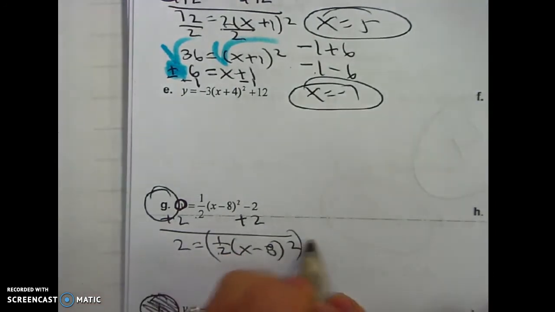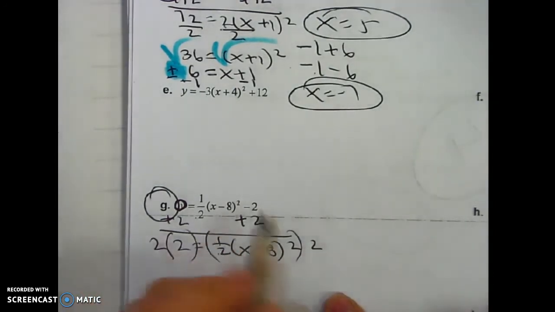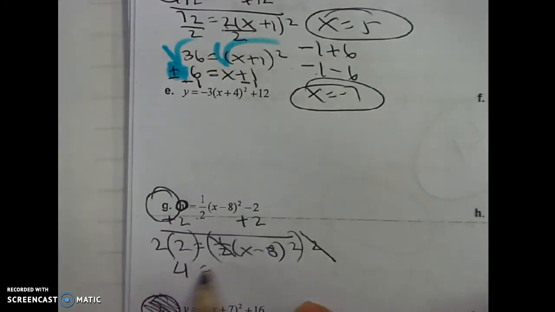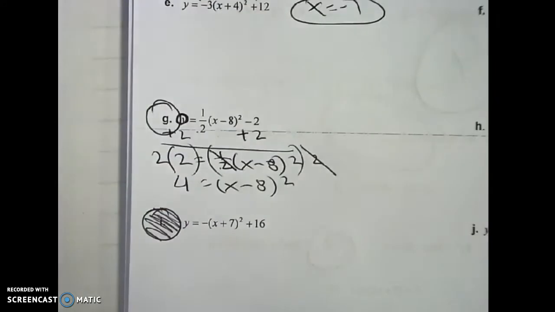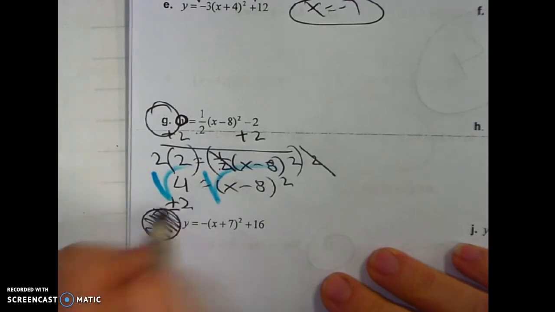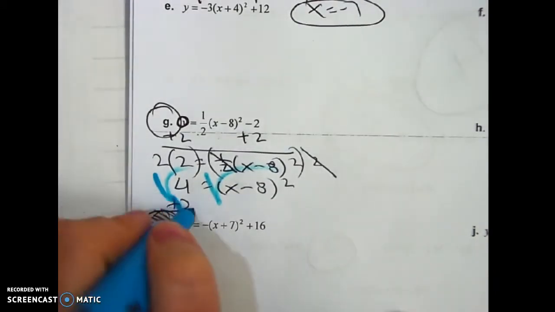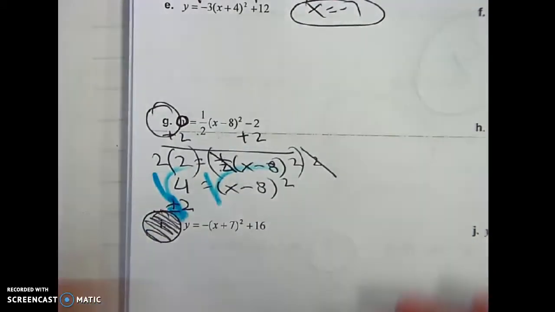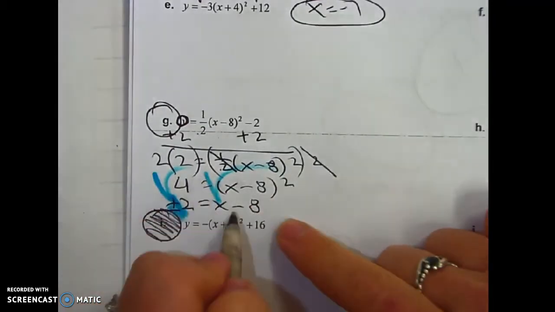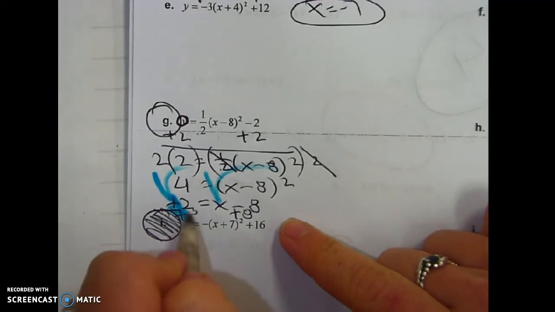Whatever's on the bottom, multiply it to both sides. So now that 2 and that 2 are gone. 2 times 2 is 4. Now I just have the squared, square root, 2 plus or minus, don't forget the plus or minus because you always need to have two answers, equals x minus 8. This is being subtracted, the opposite is adding.